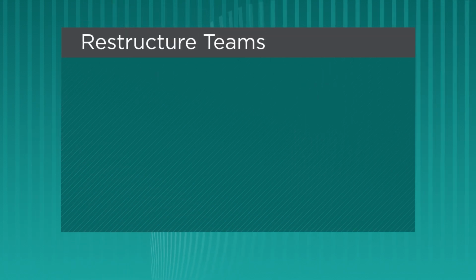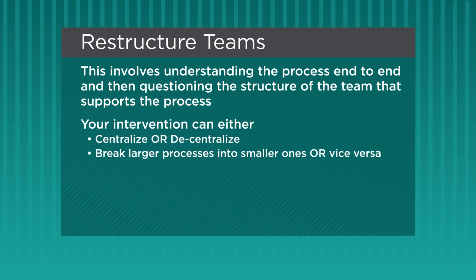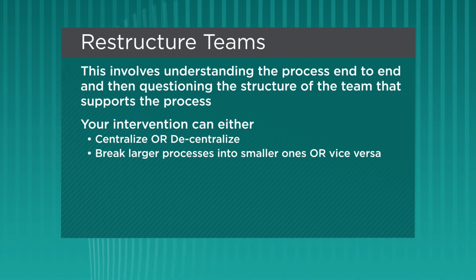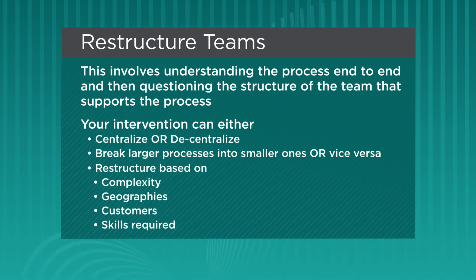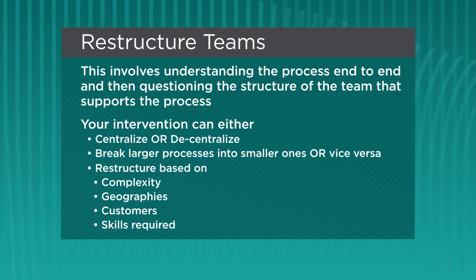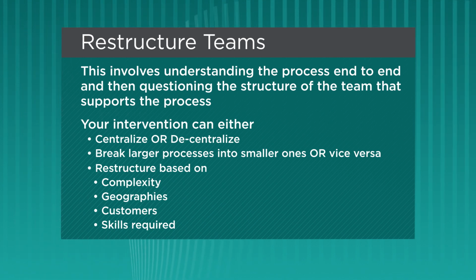Optimizing the structure of your team is another method to speed up work. To do this, you'll want to review processes end to end and then question the structure of the team that supports the process. Your interventions can either centralize or decentralize, break larger processes into smaller ones, or vice versa. Restructure based upon complexity, geographies, customers, or skills required. This can mean centralizing work that is being performed across different locations to drive efficiency.